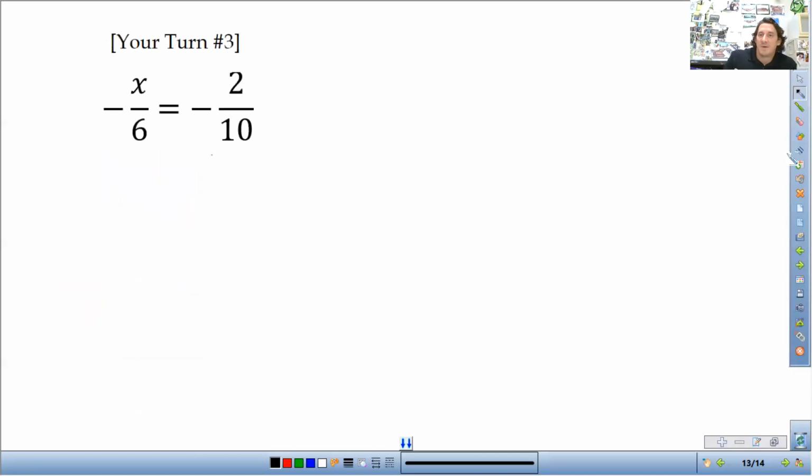Last problem with the 2 negatives. Go ahead, work this one out on your own. Pause the video, and then check your answer after you're done. I'm going to work through it right now. So I'm going to move the negatives to the top.